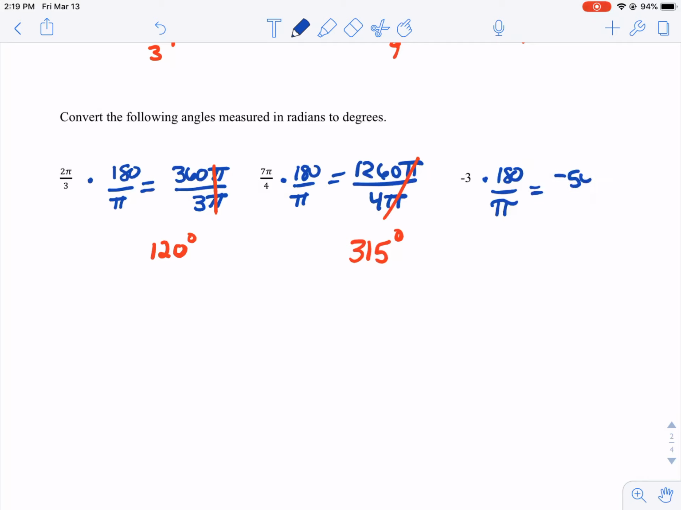So we get negative 540 over pi, and that's where we're going to leave it. That's how many degrees, put our little symbol on it, we have. They might tell you to round it to the nearest tenth, in which case, negative 540 divided by pi, rounded to the nearest tenth, would be negative 171.9 degrees. So it all depends on what the directions say.